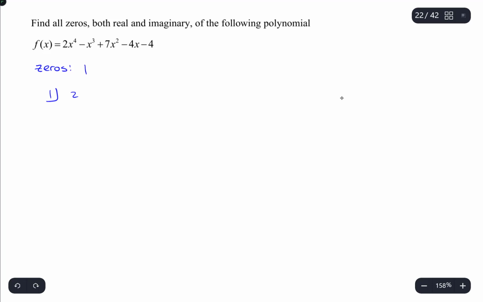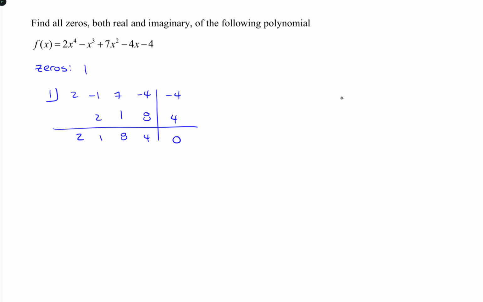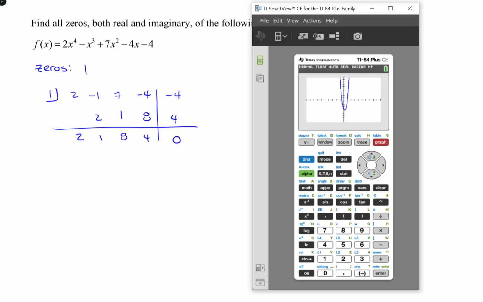So the coefficients are 2, negative 1, 7, negative 4, and negative 4. Let's see, I'll bring the 2 down. 2 times 1 is 2. That adds up to 1. 1 times 1 is 1. 7 and 1 make 8. So this is 8. That adds up to 4. 1 times 4 is 4, and then the sum here is 0. So positive 1 is a 0.